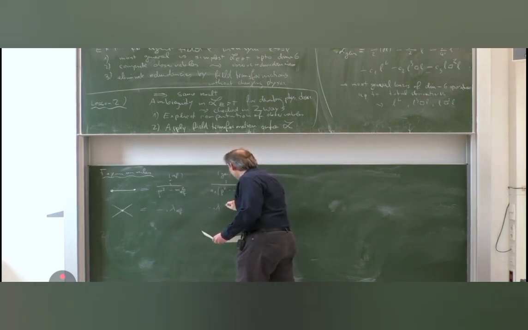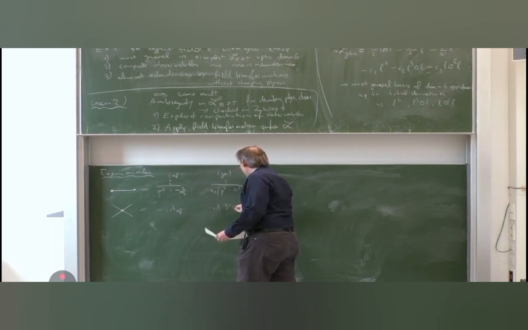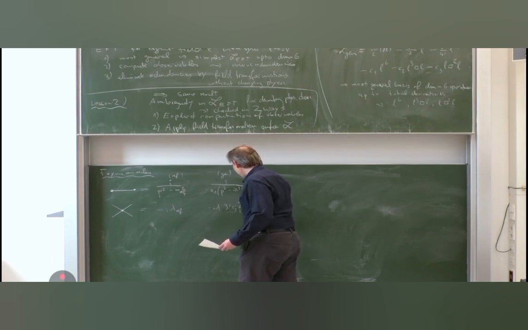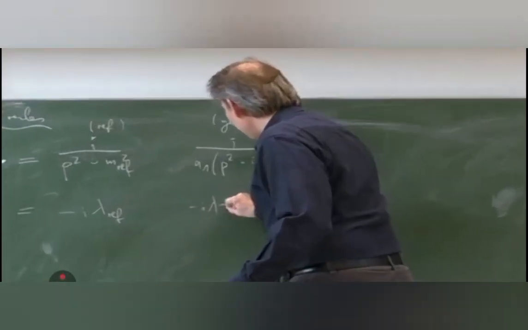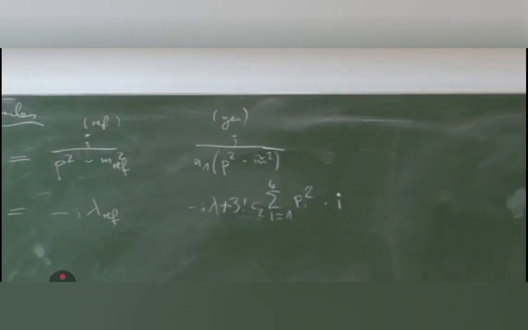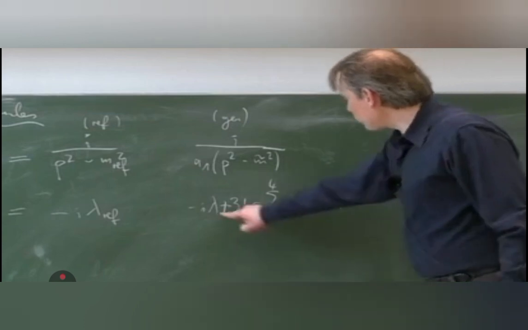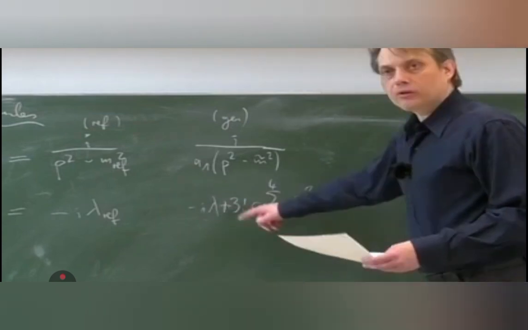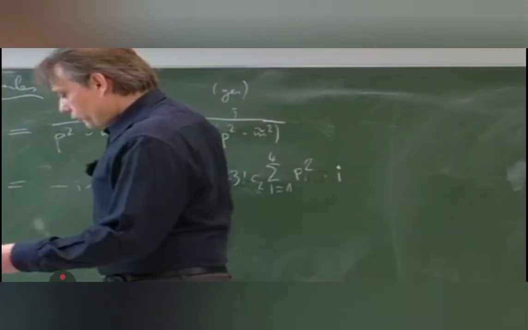So we get 3 factorial times C2 times the sum of i going from 1 to 4 of p_i square, plus the usual factor i for each Feynman rule. So here there is a plus. Okay, so the Feynman diagram is much more complicated, and it is now momentum dependent, whereas in the reference theory it is momentum independent.